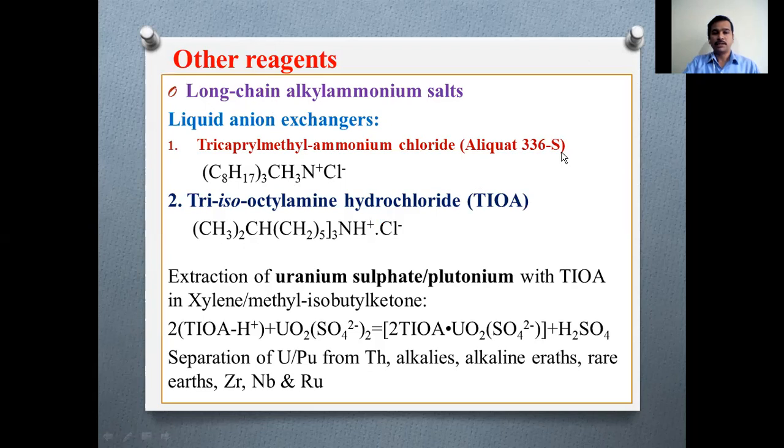Aliquat 336S is the trivial name, and its systematic IUPAC name is tri-N-octyl methyl ammonium chloride. Tri-N-octyl methyl ammonium chloride is also a synonym for this Aliquat 336S. This is the molecular formula. It will be a reagent you can use, and it is a liquid.